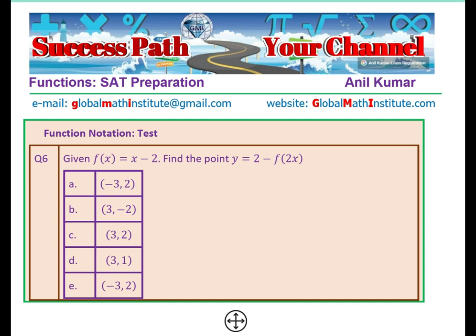Question number 6. Now we are getting into the next concept on functions, which mainly deals with transformation of functions. We are given f of x equals x minus 2. Find the point on y equals 2 minus f of 2x. Out of these, one of the points will be on the transformed function. Look carefully, derive the transformed function, and then check which point lies on it. This is a thinking problem, which will be in the difficult section.